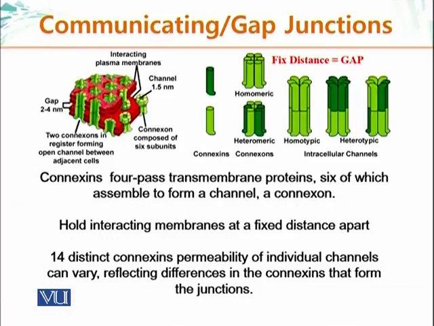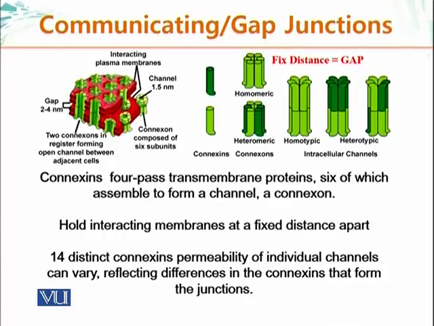Gap junctions are made up of connexins. It's a protein which traverses the plasma membrane 4 times, so it is a 4-pass transmembrane protein. 6 of these proteins can assemble to form a channel, or a connexon, as I mentioned. They hold two cells together at a fixed distance, or at a fixed gap. That's why these junctions are also referred to as gap junctions.